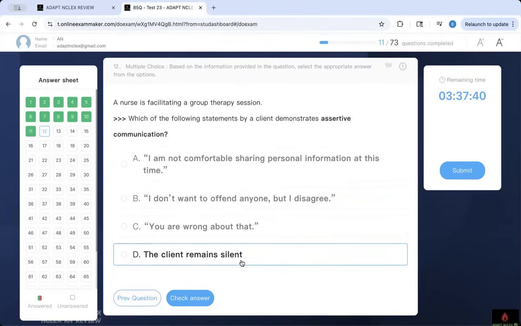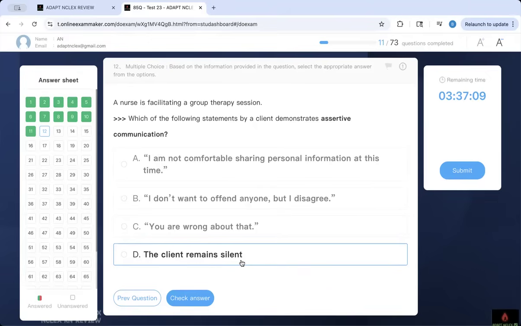A nurse is facilitating a group therapy session. Which of the following communications by the client demonstrates assertive communication? These are some of the languages you may see in the new generation, new test plan 2026. Assertive communication is nothing. Don't say, oh, I've never seen it before. You know what it is. You know when somebody is very assertive. It's a language problem. I know some of us are not from here, but the test is what it is. When you see a word you don't know, try to interpret it.